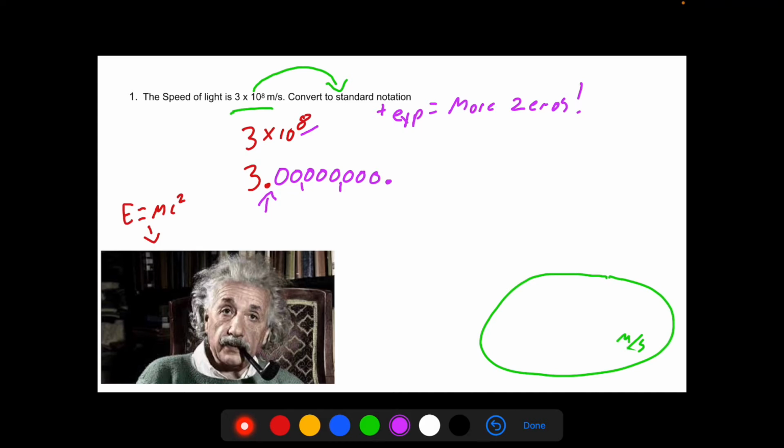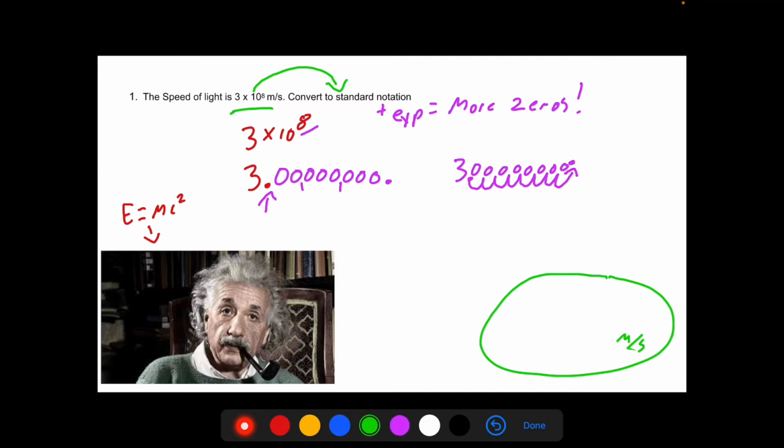Or I can manipulate it a little different. I write down my 3. This is where my decimal place would be, and I move it 8 places. 1, 2, 3, 4, 5, 6, 7, 8. Now my new decimal place is going to be right there. And all of these places that I've moved, I add zeros. 1, 2, 3, 4, 5, 6, 7, and 8. And there's my answer right there.